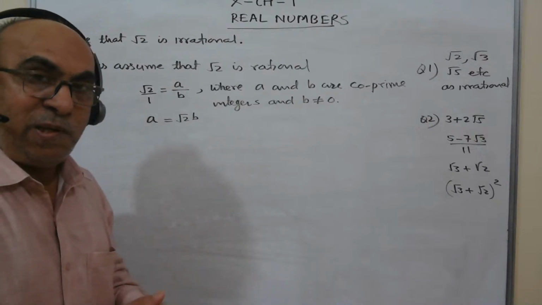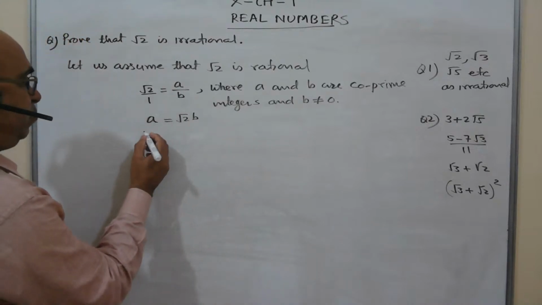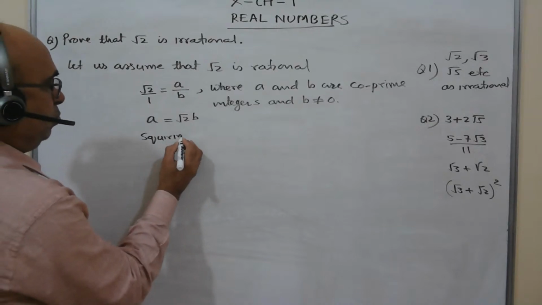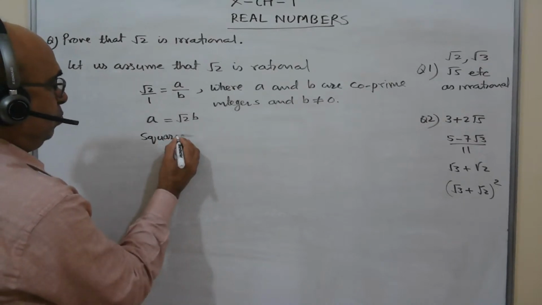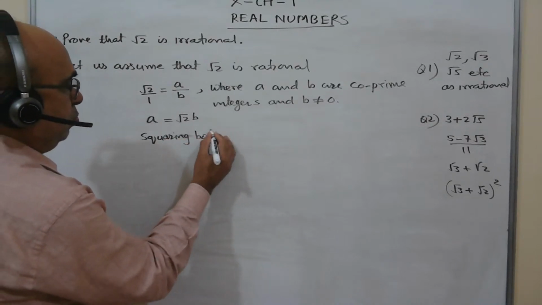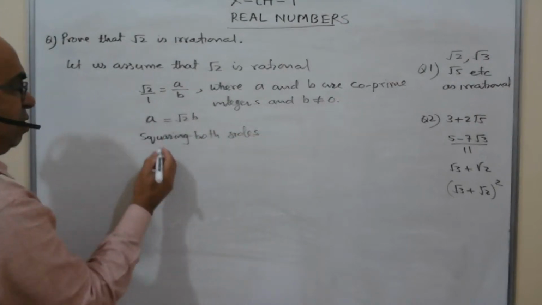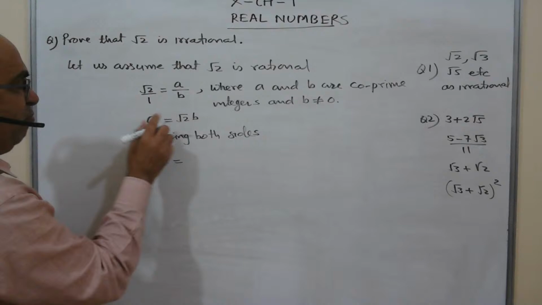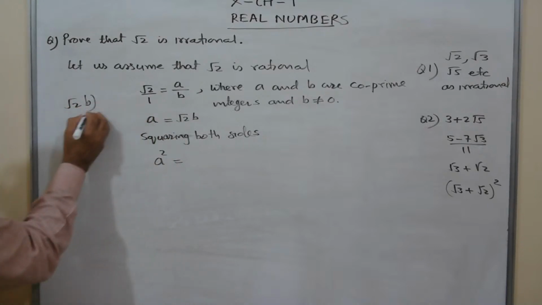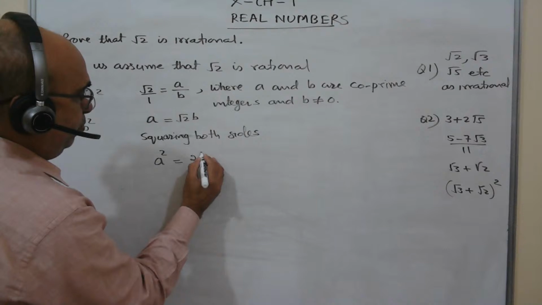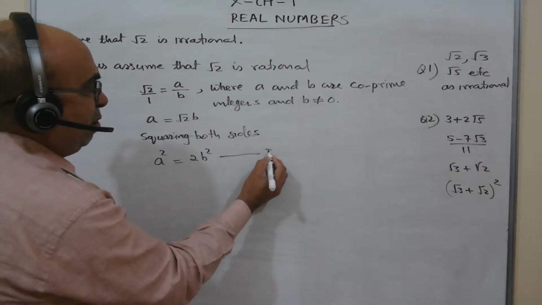Next step is squaring both sides. Now you square both sides. So it is a square. And when you square root 2 b whole square, this is equal to 2b square. And this is equation 1.